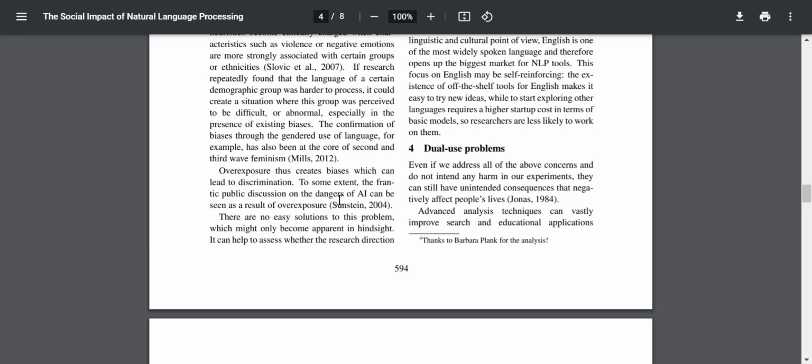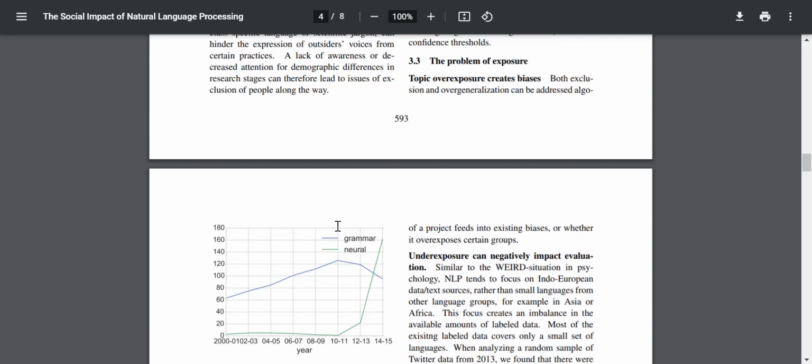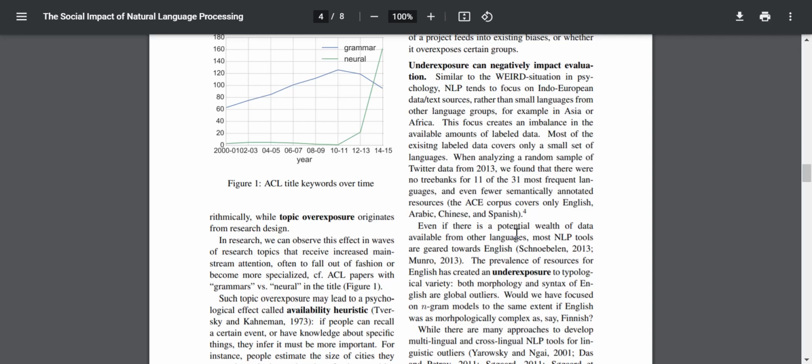To some extent, the public discussion of the dangers of AI can be seen as a result of overexposure. Okay, that's pretty cool. There are no easy solutions to this problem, which might only become apparent in hindsight. It can help to assess whether the research direction of a project feeds into existing biases or whether it overexposes certain groups. So, underexposure. Underexposure can negatively impact evaluation.